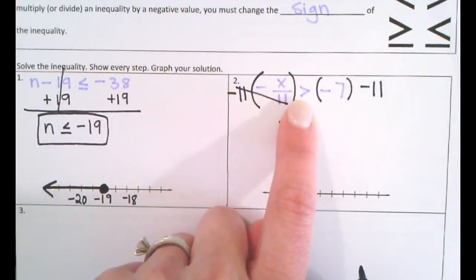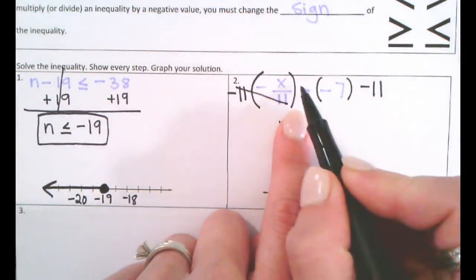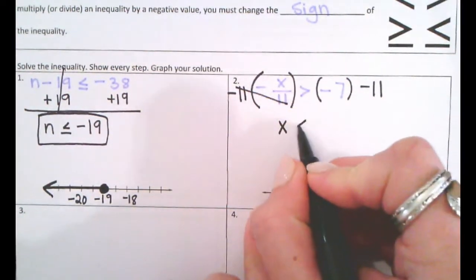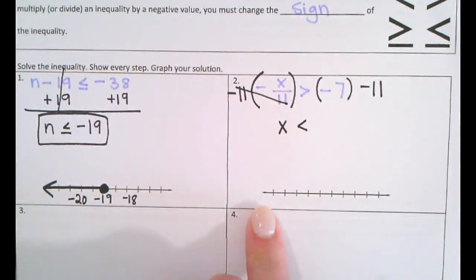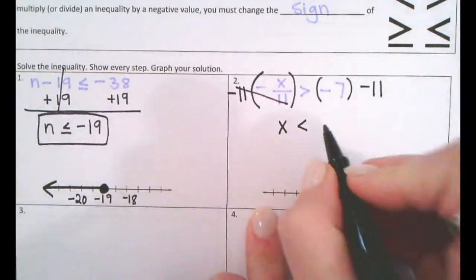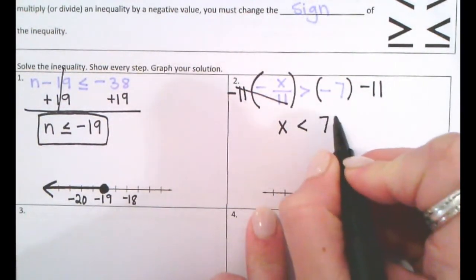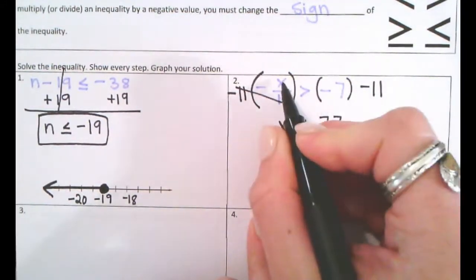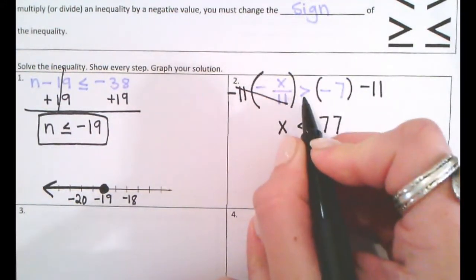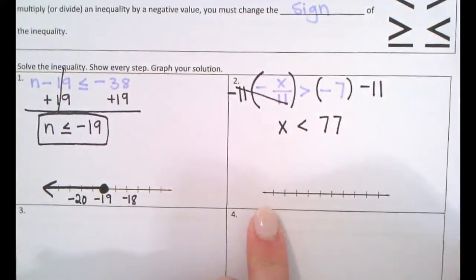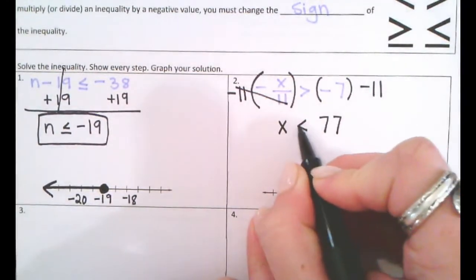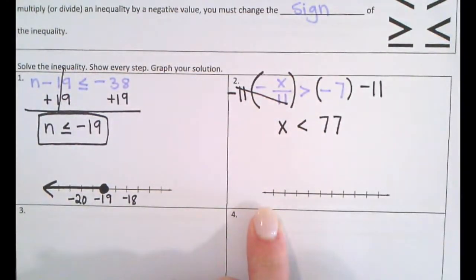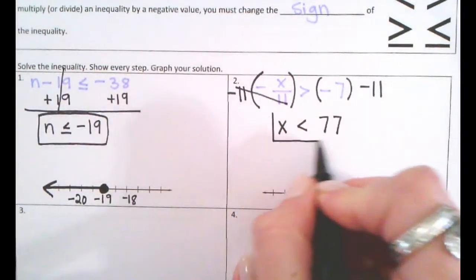It is never going to be equal if it was not equal from the beginning. Right now it is greater than, so it becomes less than. Negative 7 times negative 11 gives me a positive 77. So if I plug in 77 into this inequality, it will not actually work because it's not equal to. However, I can plug in any other number less than 77 and this inequality will hold true. So this is my solution.